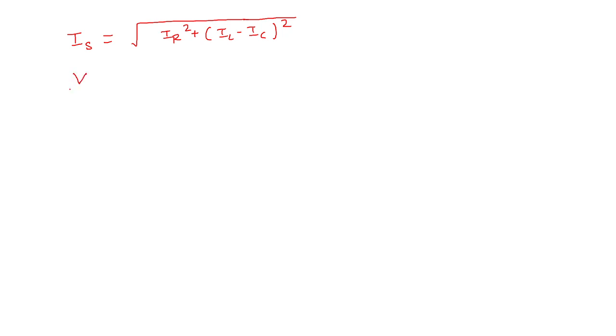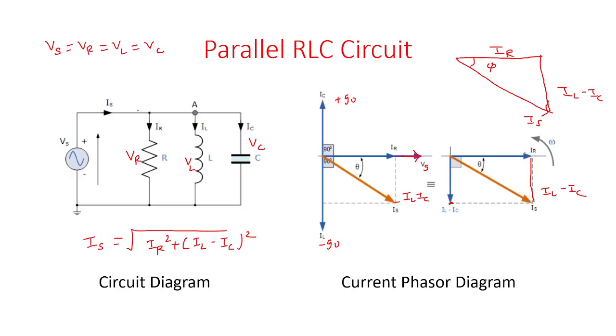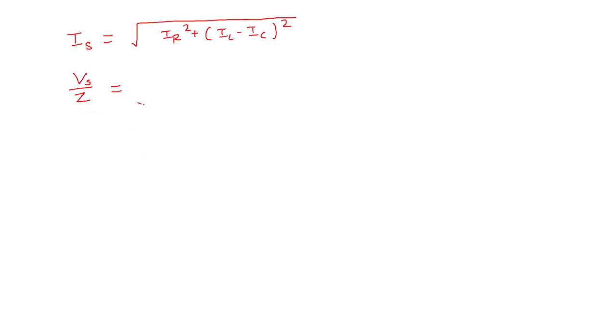Is is nothing but the voltage divided by Z, because this voltage is Vs. So Is is the applied voltage divided by Z. This equivalent of RLC will be the impedance. And IR is the current through the resistor, so it will be V divided by R. IL will be VL divided by XL and IC will be VC divided by XC.